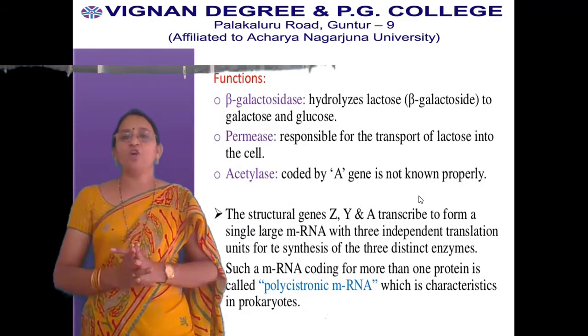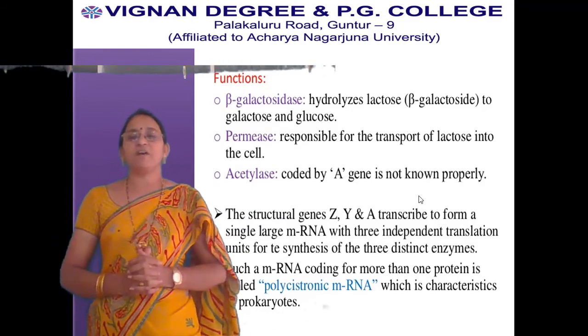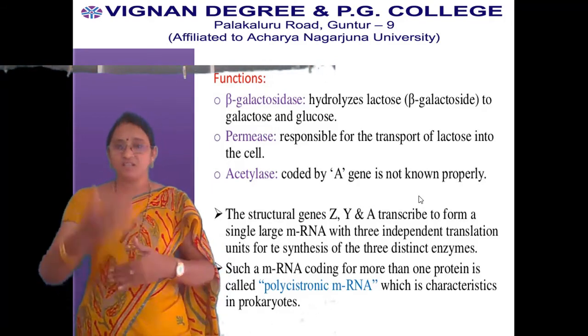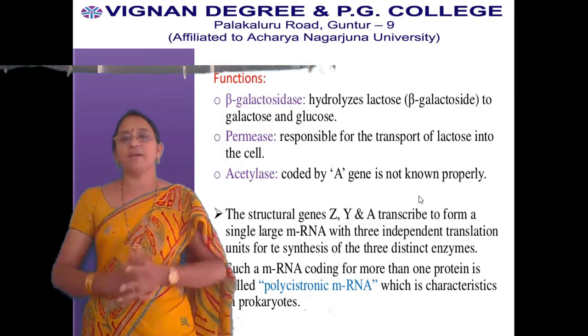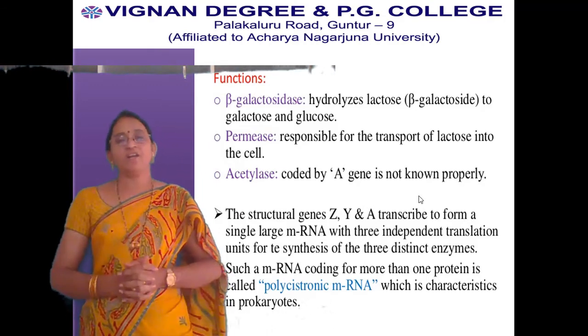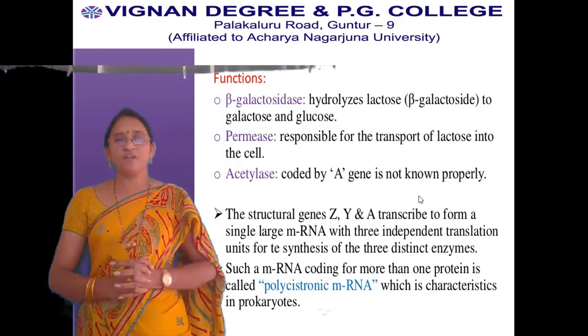Such an mRNA coding more than one protein is called polycistronic mRNA. That means all three structural genes are transcribed at once. Such a large mRNA is known as polycistronic mRNA, which is characteristic of prokaryotes. In the next session, we will see the mechanism of the regulation.